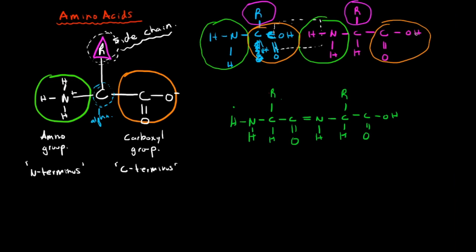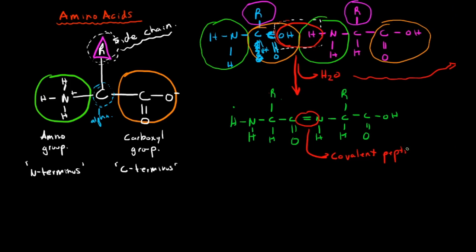Right here you would have a condensation reaction between this OH group and this H. This will come down to form this, and you will have an H2O that leaves and goes off somewhere else. And then you have a peptide bond, which is a covalent bond. Right here, this is called a covalent peptide bond between amino acids. And then you have two different R groups.